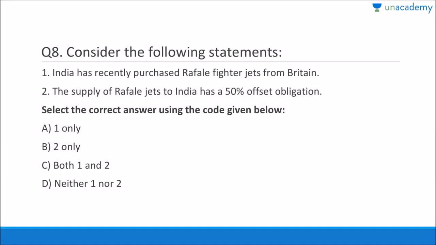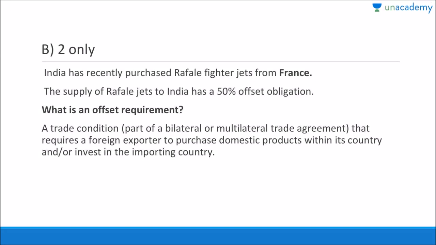Question number 8. Consider the following statements. India has recently purchased Rafale fighter jets from Britain. That is wrong. India has purchased fighter jets from France. The supply of Rafale jets to India has a 50% offset obligation. That is correct. Answer is B, 2 only. So India has recently purchased Rafale fighter jets from France and the supply of Rafale jets to India has a 50% offset obligation. What is an offset requirement? So it is a trade condition. It can be a part of a bilateral or multilateral trade agreement that requires a foreign exporter to purchase domestic products within its country or invest in the importing country.